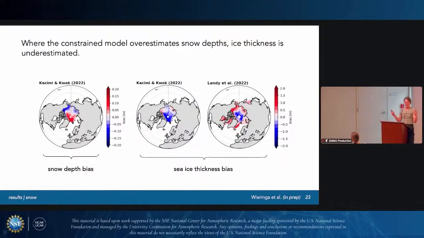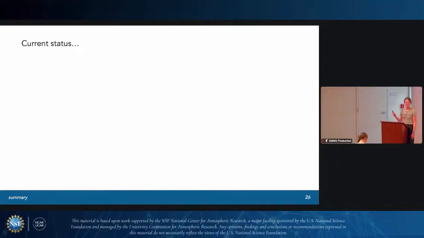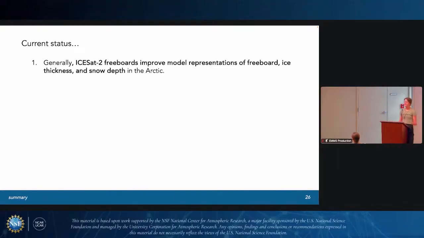And with that, I think I'll wrap up and just generally give a summary of the current status of this project, which is that we find that these freeboards tend to improve our estimates of freeboard, and then also across most of the Northern Hemisphere, snow depth and ice thickness, with some exceptions. Things I didn't show are that this also improves model estimates of total sea ice volume in the Northern Hemisphere, though it has a more complicated impact on sea ice cover.